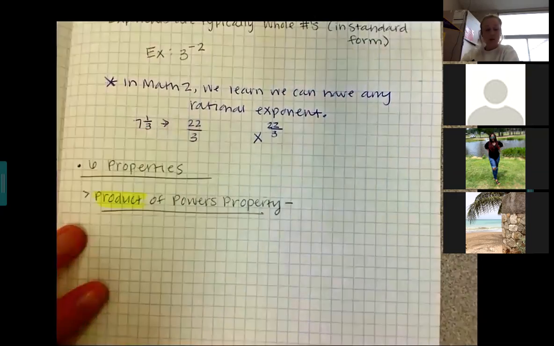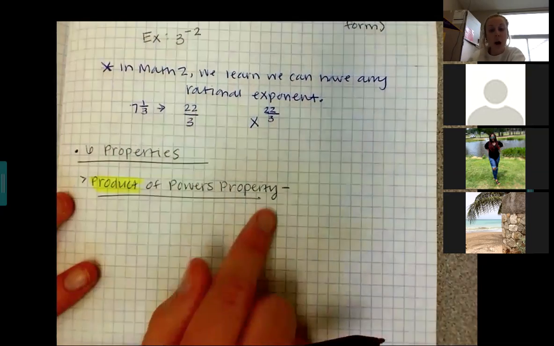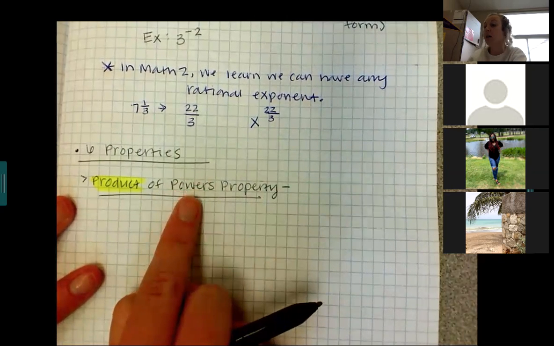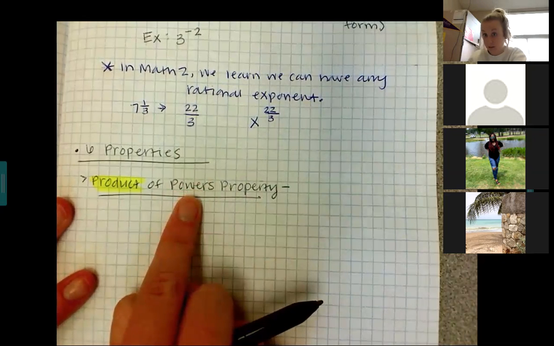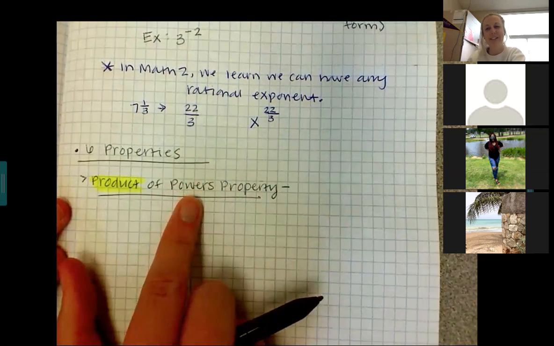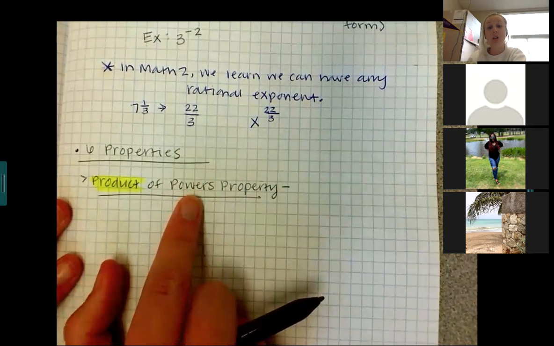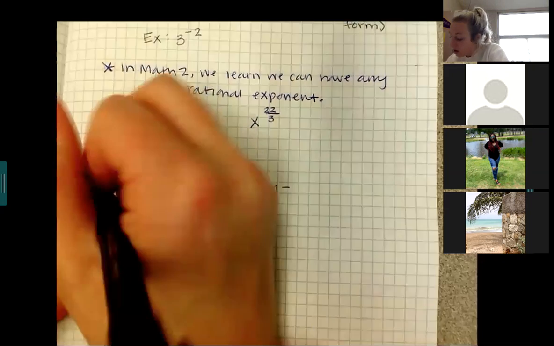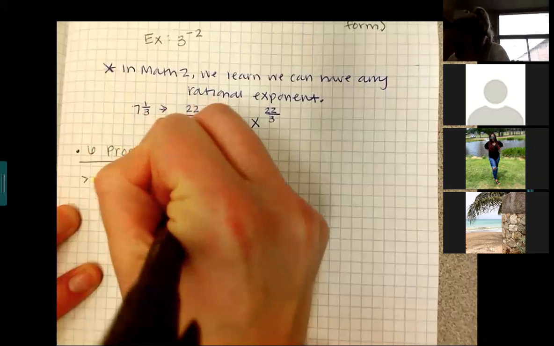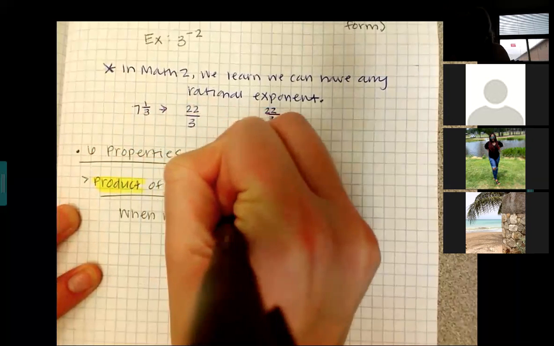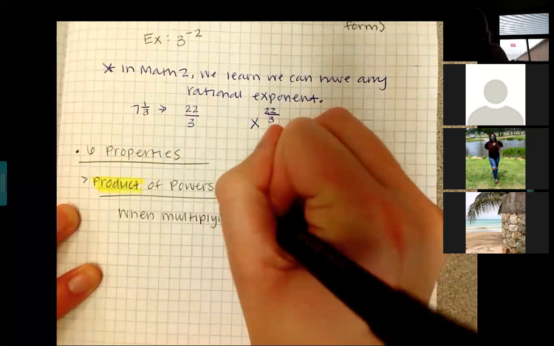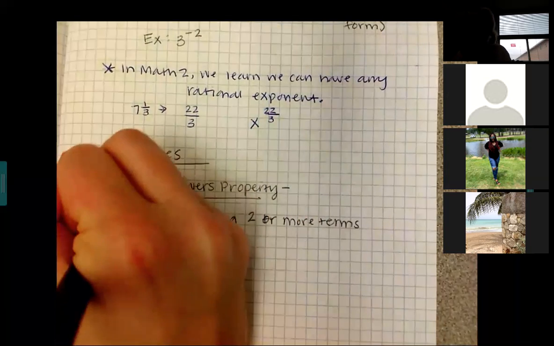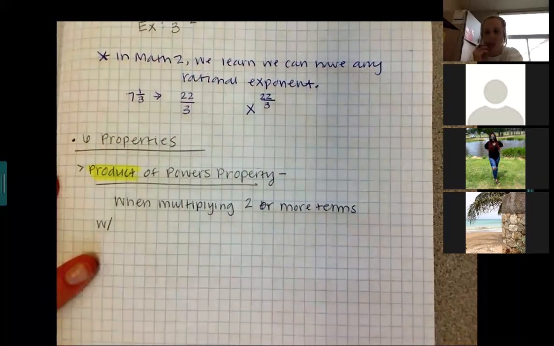Does everybody understand that? So what this first property is talking about is what you do with powers, which we know a power is just an exponent. We know a power is an exponent. So in this property we're going to talk about what we do with exponents when we're multiplying, okay? So when you're multiplying 2 or more terms, with, that W slash is just an abbreviation for with.